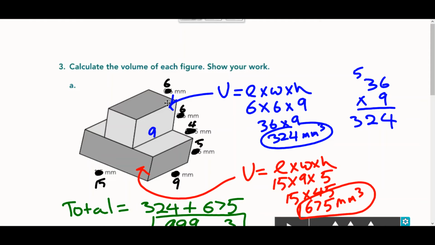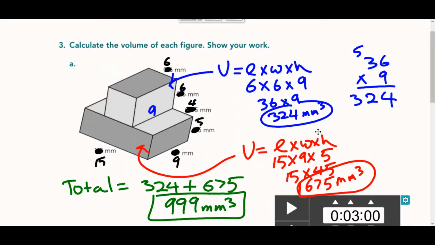Length times width times height. The length here is 6, the width is 6, and then the 9 came from down below. See, if it goes from here to here, and that's 9, this has to be 9 as well. All right, so 6 times 6 is 36, times 9 is 324 millimeters cubed. Now I circled it, that doesn't mean I'm done. That's part of my answer.